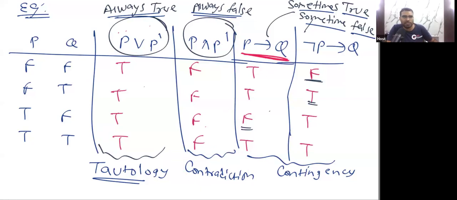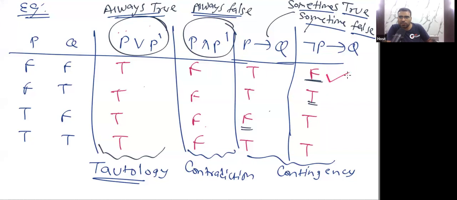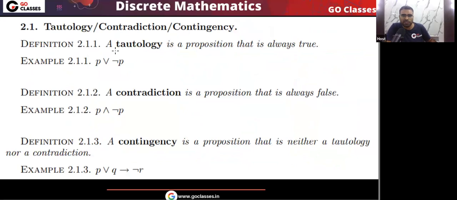Look at this, P implies Q. This is sometimes true, sometimes false. So this is a contingency. This is neither tautology nor contradiction. Similarly, this is at least one time true, at least one time false, so this is a contingency. So these are the definitions.